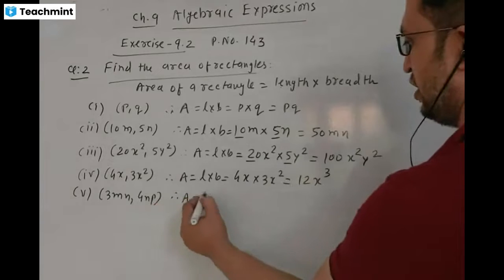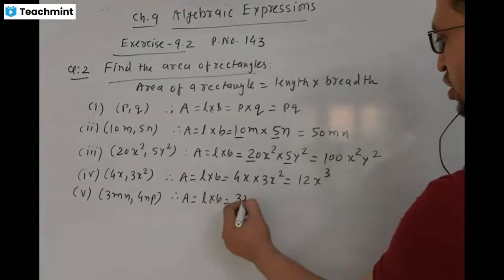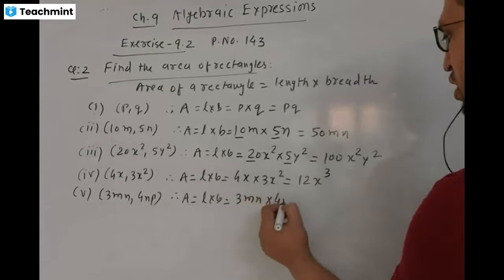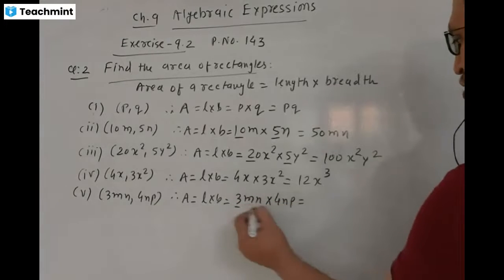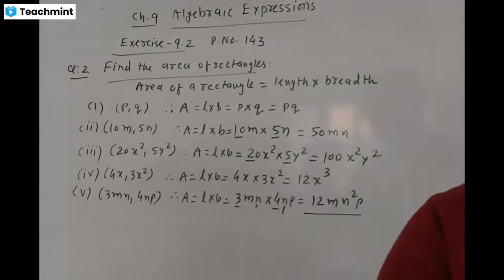And fifth one, area is equal to length into breadth. Length is equal to 3m and breadth is equal to 4 and p. Constant term multiply with constant term. 3 4s are 12. There is only one time n. 2 times n, that is n into n square. And 1 time p, that is p. Final answer is 12mn square p.